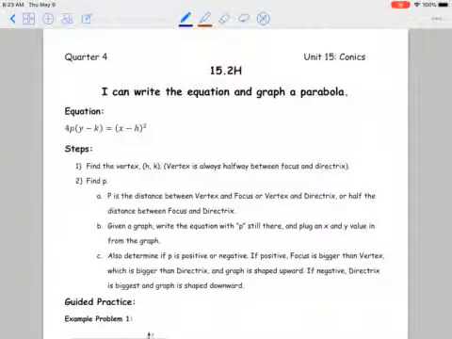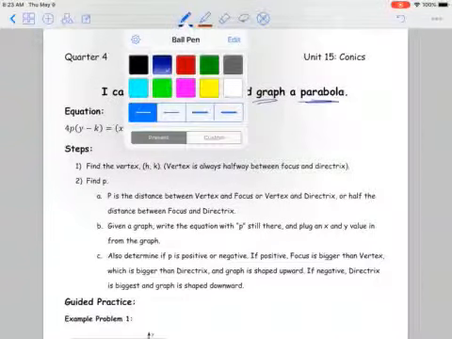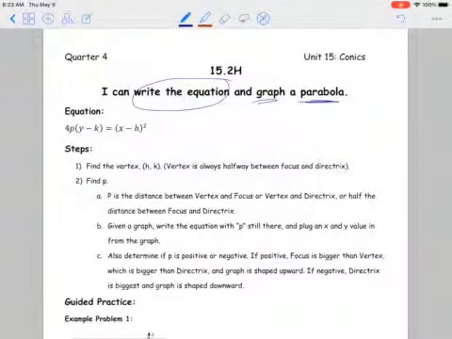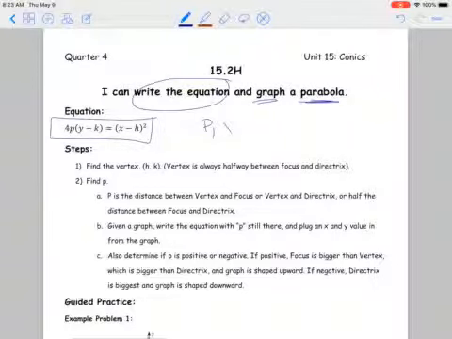Okay, 15.2 is taking that parabola, and we're actually going to write the equation now. I don't know why it says graph also, but we're just writing the equation. So this is the equation again, and we have to find H and K. So P is going to be pretty easy to find, and H and K are going to be pretty easy to find both.